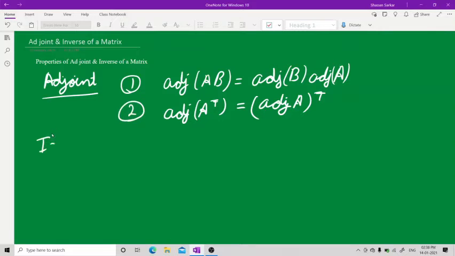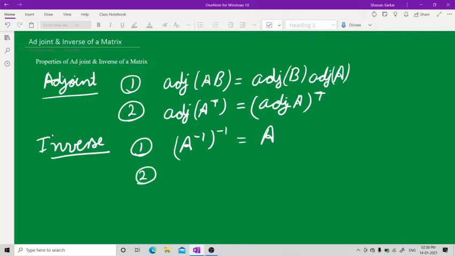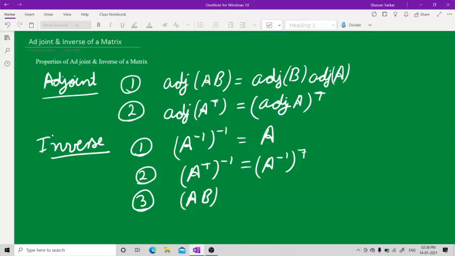Now for inverse, the first property is A inverse of inverse. You will get back A. Then you have A transpose inverse is A inverse transpose. The third is AB inverse. Again, you have to use the reversal law: B inverse A inverse. Now let us take a problem and let us understand how to find an adjoint.